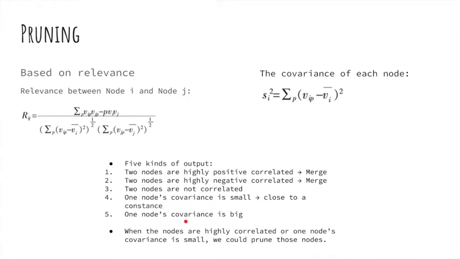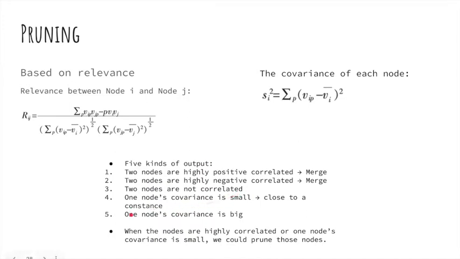The third one is prune based on relevance. If I have two nodes I and J, I'll calculate the relevance between those two nodes, and there could be 5 outcomes. The first one, the two nodes are highly positively correlated. The second one, the two nodes are highly negatively correlated. If they are highly correlated, I could merge those two nodes, no matter if it's positive or negative. The third one, the two nodes are not correlated or not highly correlated, then I will need to keep both nodes.